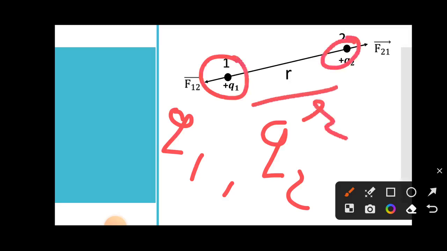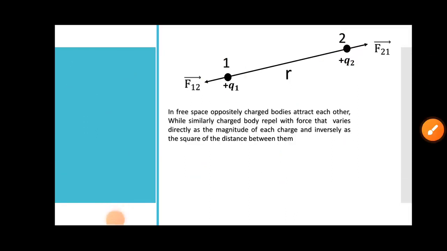and here F12 is called the force on the first charge due to the second, and F21 is the force on the second charge due to the first. In free space, oppositely charged bodies attract each other, while similarly charged bodies repel, with a force that varies directly as the magnitude of each charge and inversely as the square of the distance between them. The force is directed along the line joining the charges.